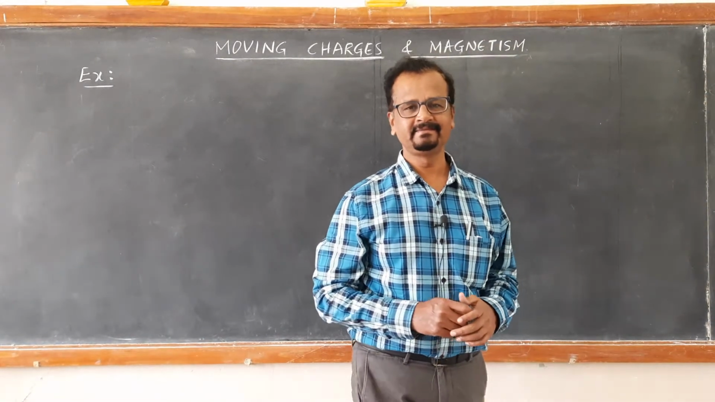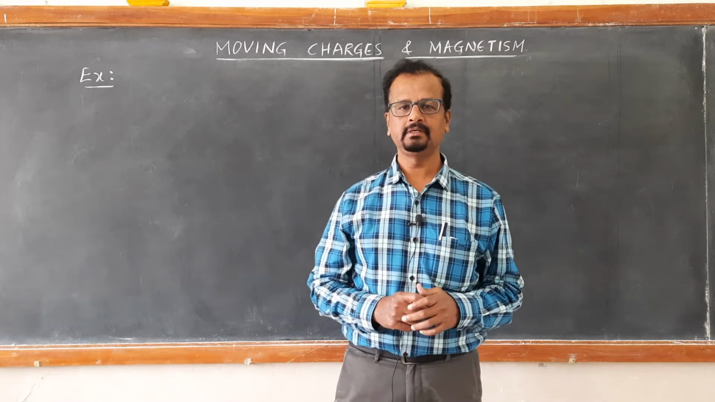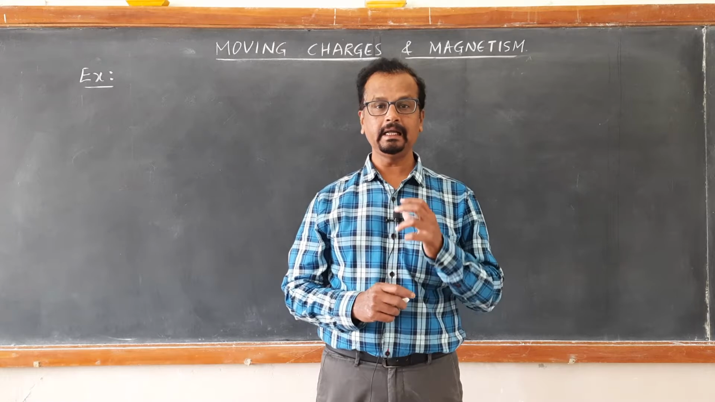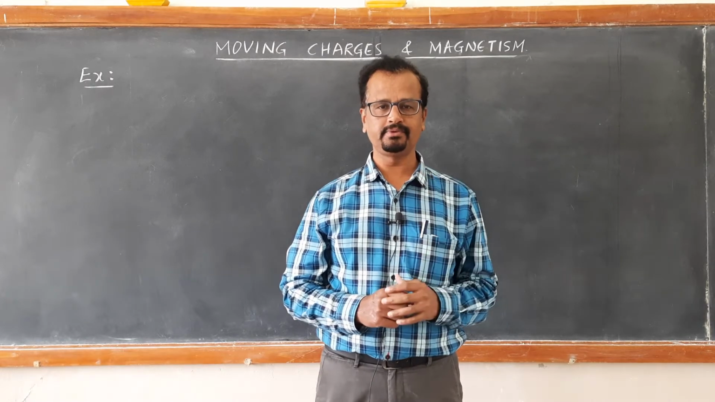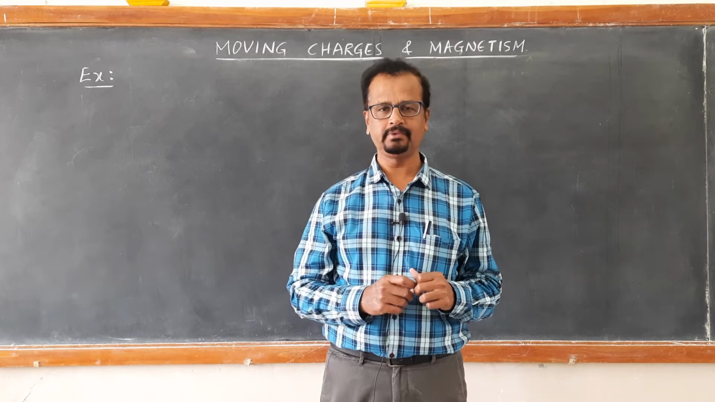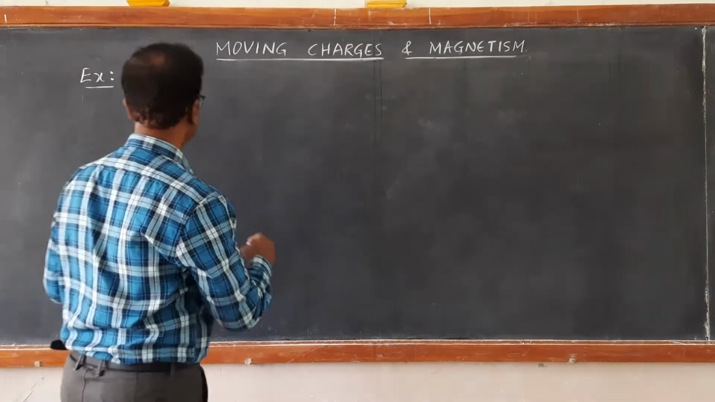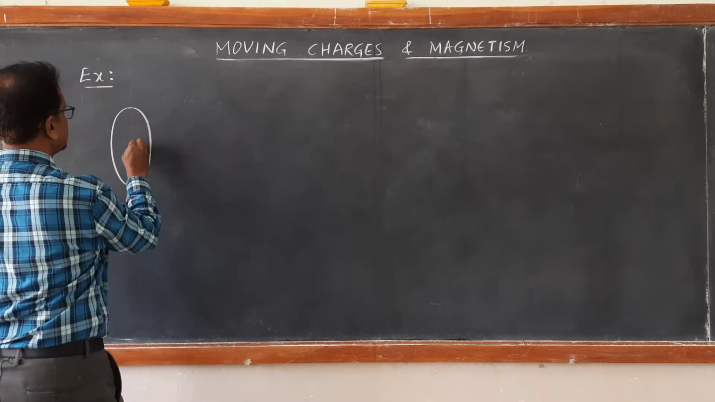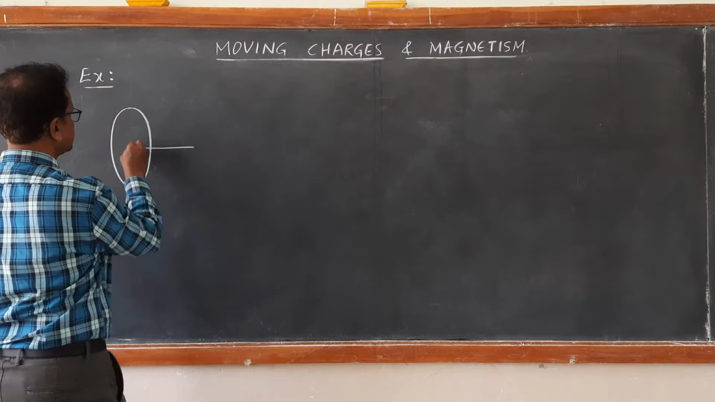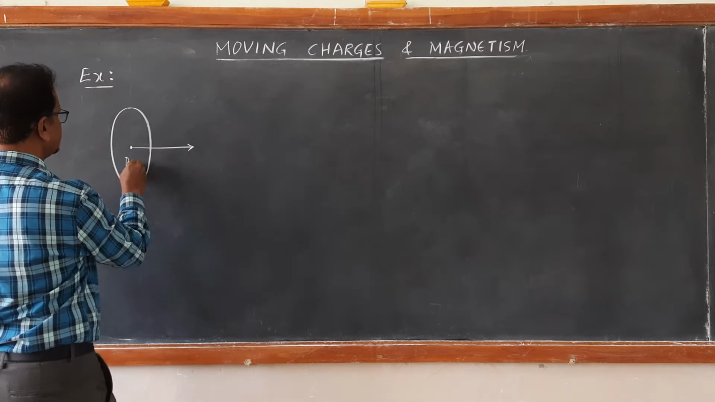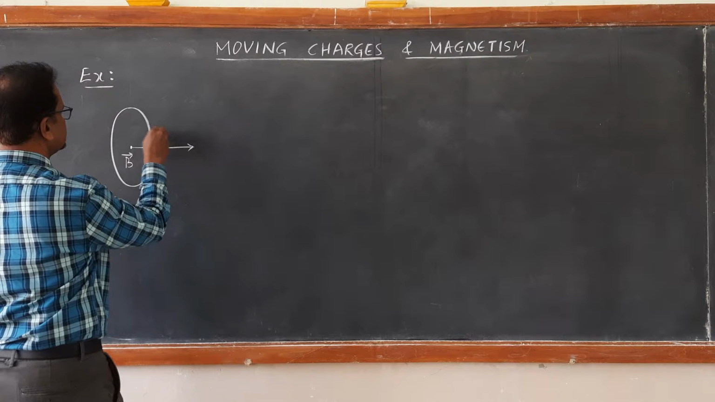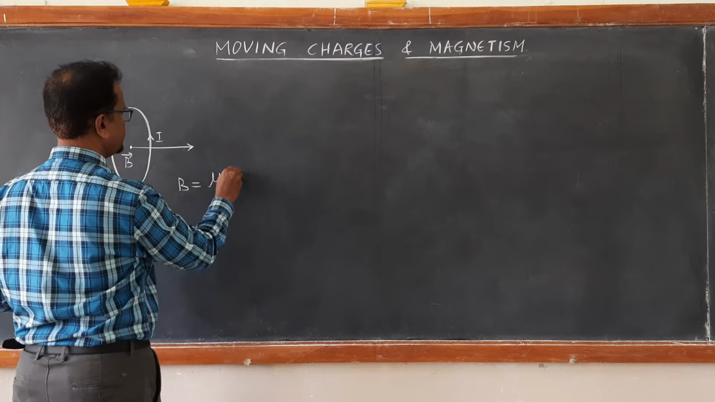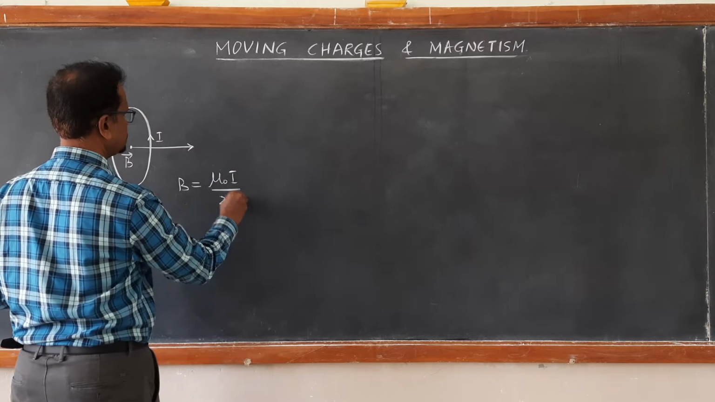Good morning, cadets. Yesterday we discussed the Biot-Savart law and found the magnetic field due to a current carrying circular loop. We got the result for the magnetic field at the center. Suppose I is the current; we got magnetic field B equal to mu naught I upon 2R, right?